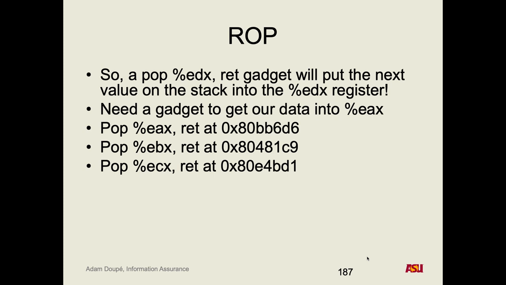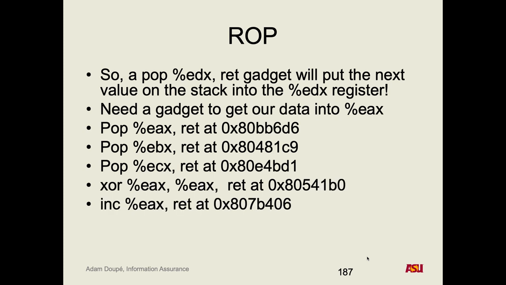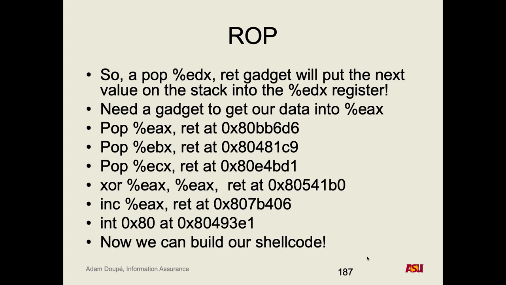We need to, so we'll see, there are other things that will come in handy: clearing out EAX, so XORing a register with itself will clear it out, incrementing a register, and finally calling an INT 0x80. We need to call an INT 0x80 to make a syscall that calls into the system. So now we can actually use this to completely build up our shellcode.